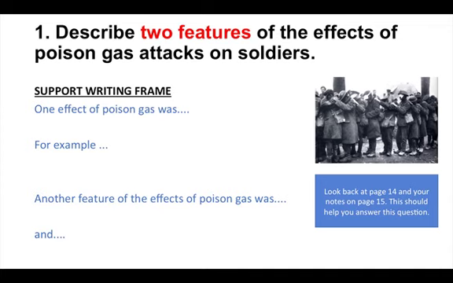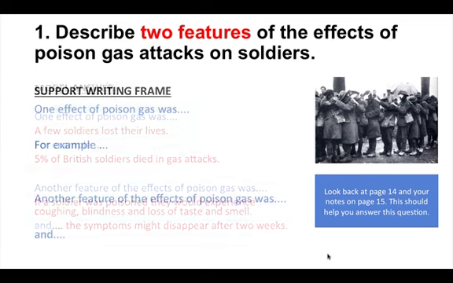So I'm going to suggest that you use this writing frame, adapt it if you need to, set a timer for 5 minutes and answer it, perhaps using the information that I've highlighted in red, taking two different features and backing each one up with a short example of information. So stop this now, have a go at answering it, and I'll reveal the answer.